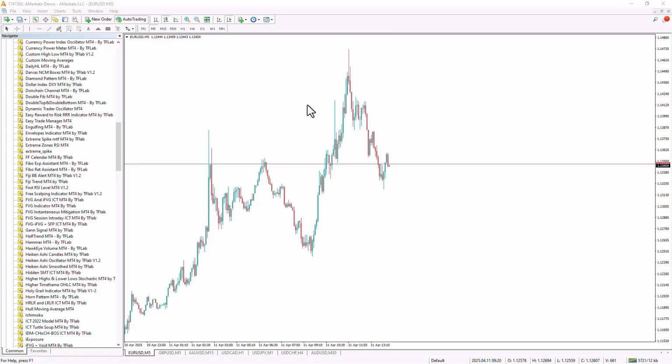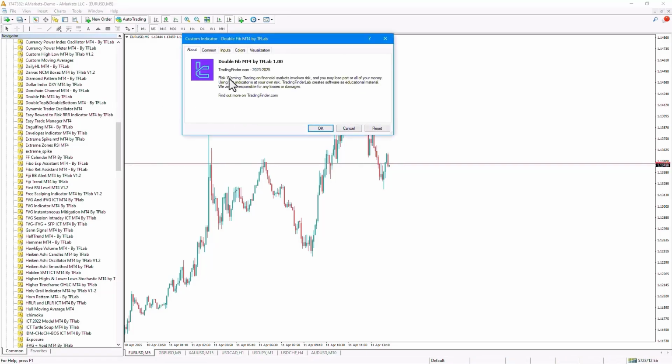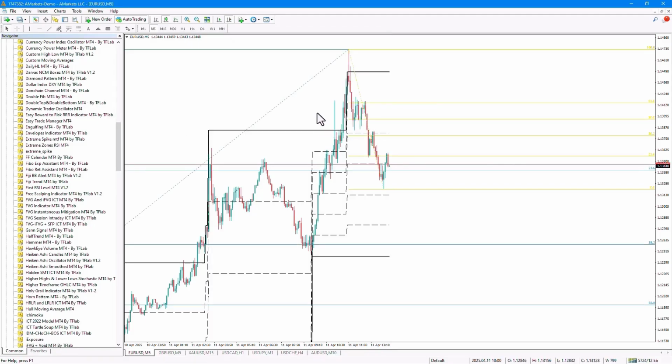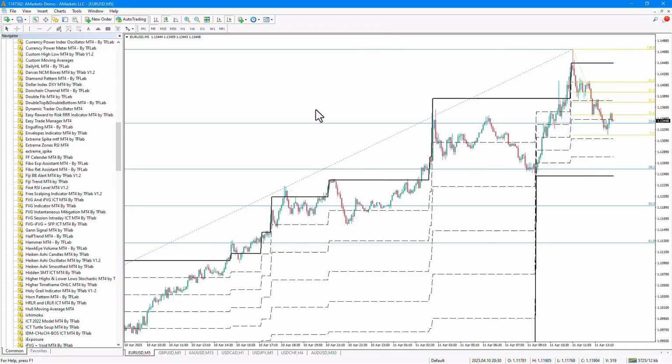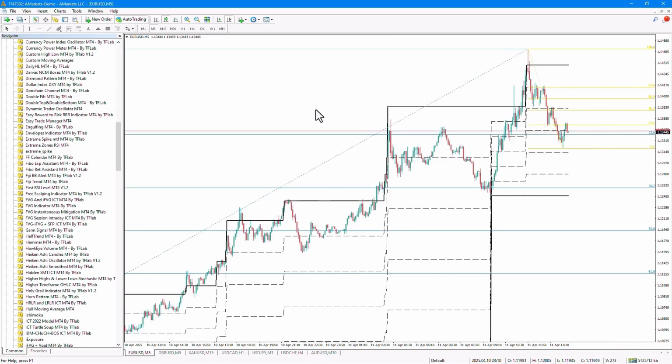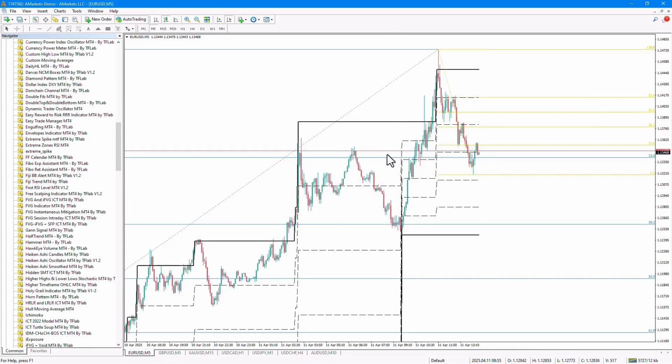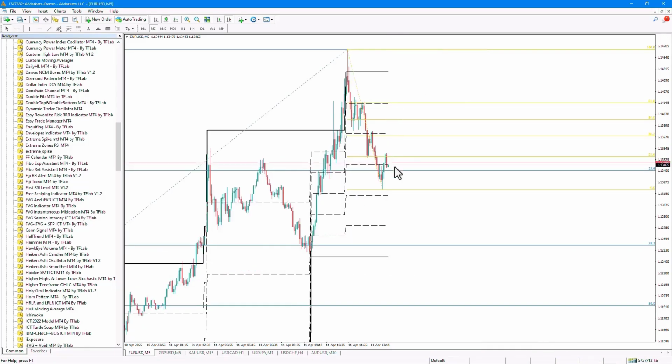We select the indicator file from the Navigator section and execute the indicator by dragging the file onto the chart. Once the indicator is placed on the chart, it begins to display the fractal price levels. And it also displays the Fibonacci levels on the chart.